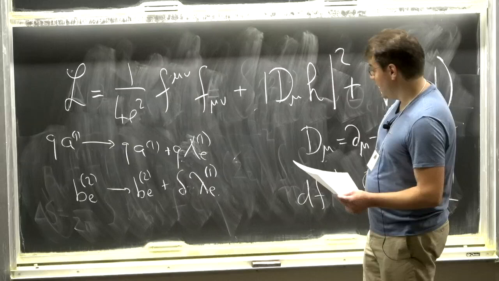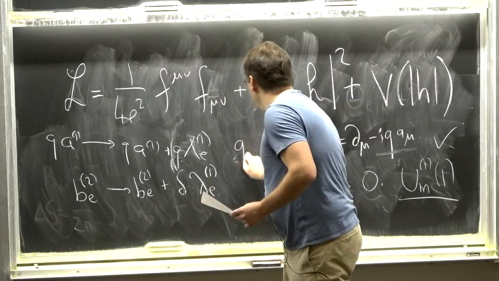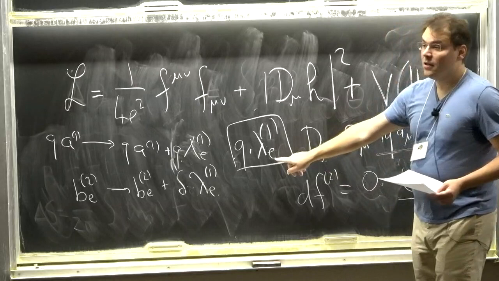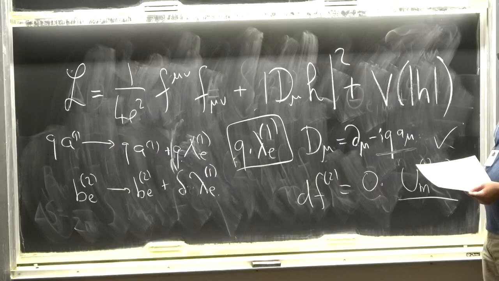The thing that vanishes is Q times lambda E. So you're checking invariance of the... I'm checking invariance of the covariant derivative under ZQ, under shifts by a ZQ flat connection.